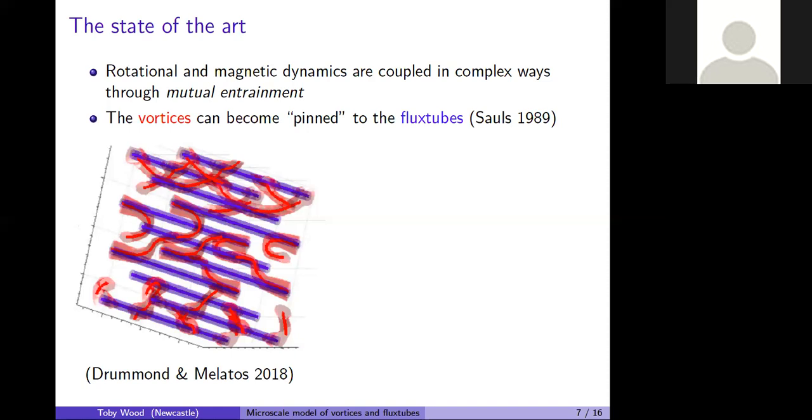Here's a typical picture. What we have here is proton flux tubes in blue and neutron vortices in red, and it's hard to visualize things in 3D, but basically in many places the red vortices are intersecting with the blue flux tubes. This is important because if one lattice or array wants to move with respect to the other, then they're restricted. You can slide along a flux tube here, but you can't easily decouple yourself from it.